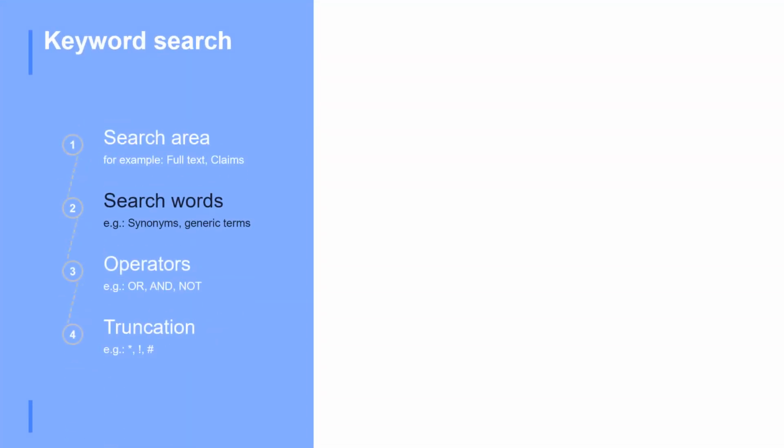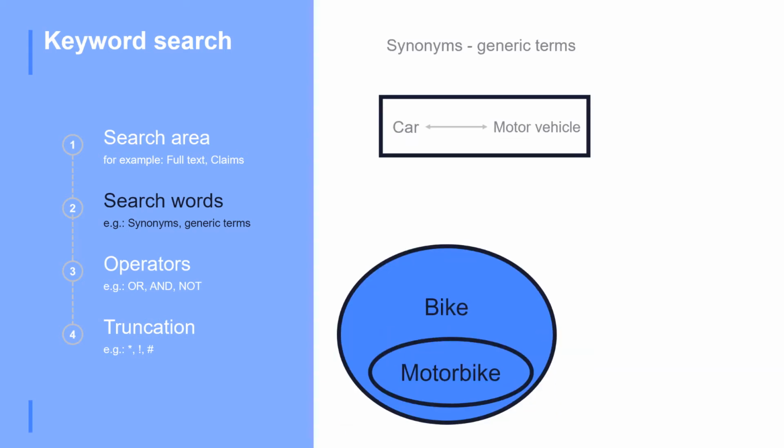After that, you have to look for search words for what you're looking for. Here you should always include synonyms and generic terms in your search as well. For example, if you're looking for a car, you should also look for motor vehicles or other synonyms. If you want to look for motorbikes, you should also look for the word bike, which is more or less a generic term and which can also help you find what you're looking for.